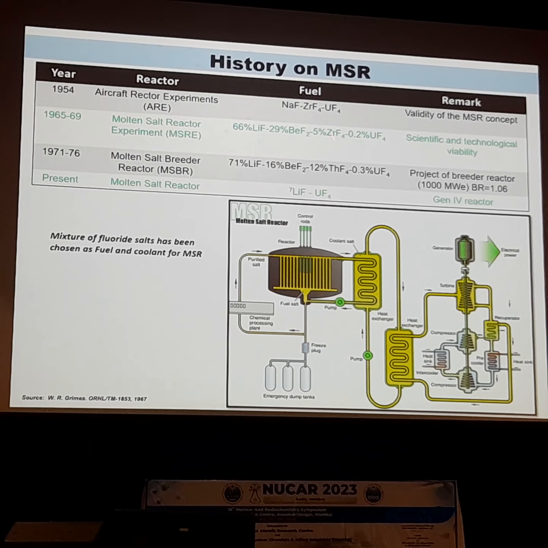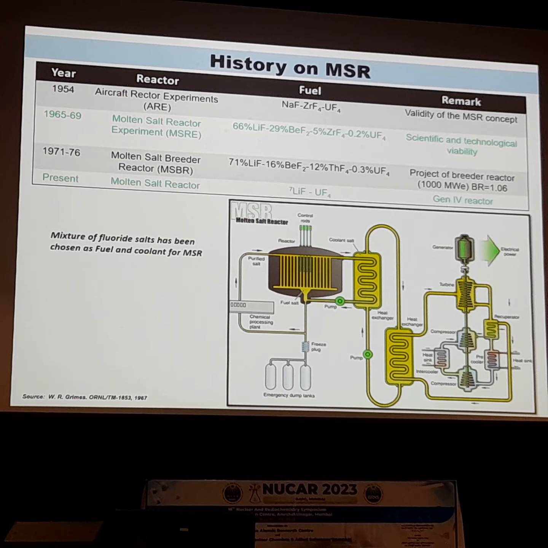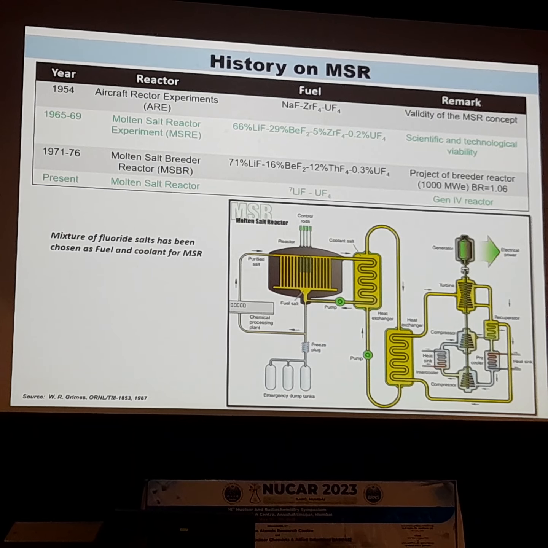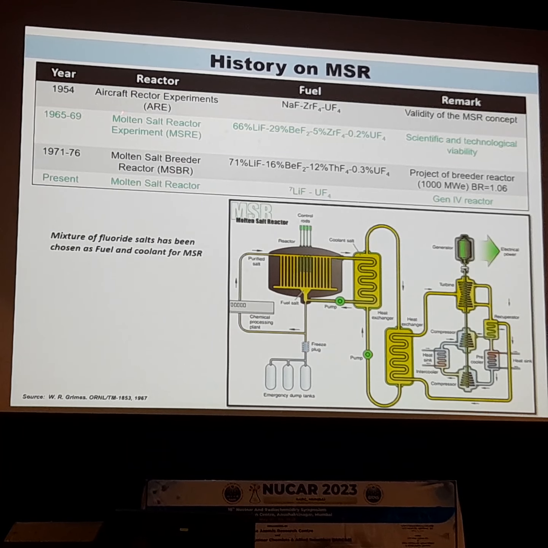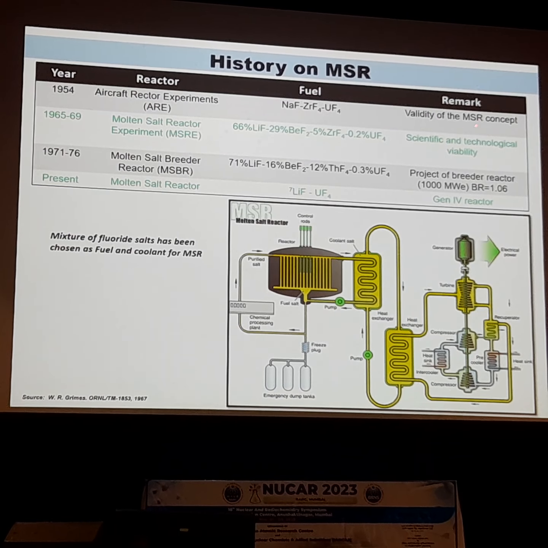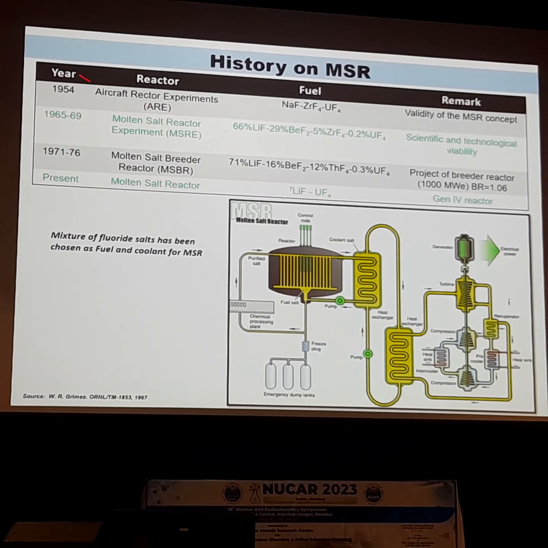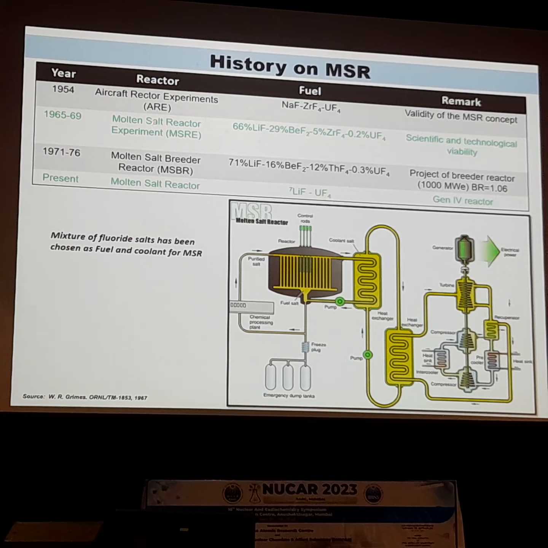If you look into the history of the molten salt reactor, the concept was given by Oak Ridge National Laboratory in the late 40s. In 1954, they carried out the Aircraft Reactor Experiment to validate the molten salt concept with a sodium, zirconium, uranium fluorides mixture. From 1965 to 69, the Molten Salt Reactor Experiment was operated to determine the viability of the scientific and technological issues related to the molten salt reactor.